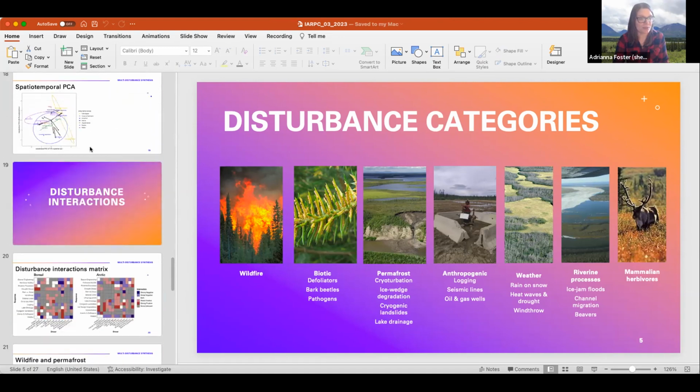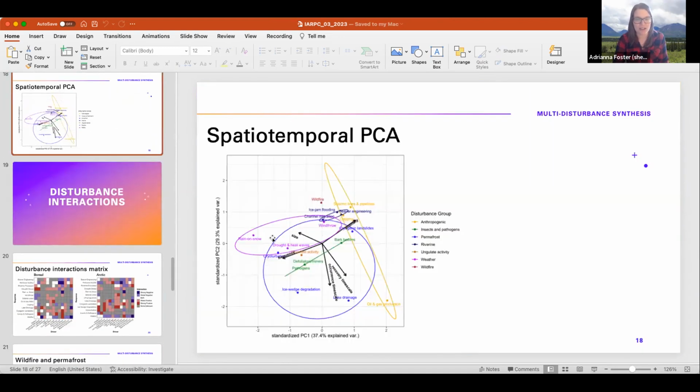I'll say that the PCA was just based off of our own knowledge. You'll see that permafrost spans the first two principal components, because we've got cryoturbation, where the extent is large.